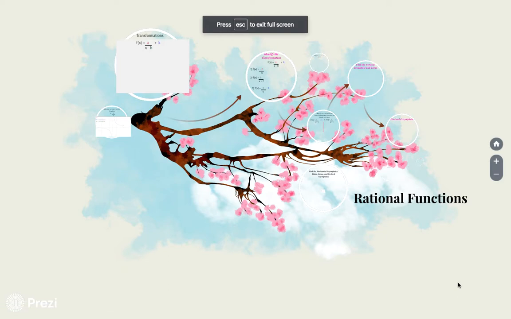Who's ready for some rational functions? I know I am. We're going to have so much fun learning about all these nifty properties and characteristics about graphs of rational functions in different formats. So get ready because it's going to be one exciting unit.